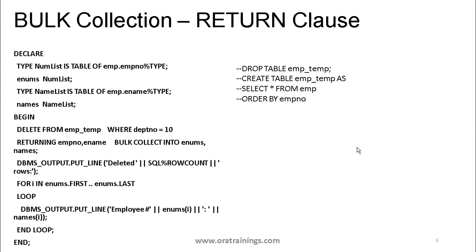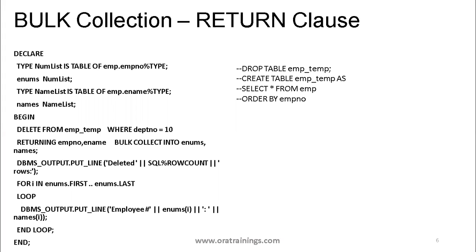In the returning clause, I'm returning the employee number and name, bulk collecting that data into the temporary variables I mentioned, enums and names. After that we just printed it. So this example is all about using bulk collect: even when you're deleting data, using a returning clause you can get the data. And again, we are using bulk collect here.